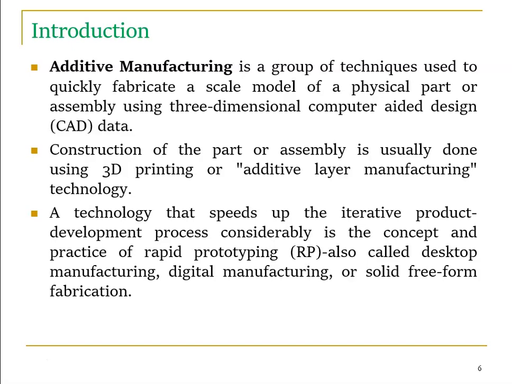Construction of the part or assembly is usually done using 3D printing or additive layer manufacturing technology, a technology that speeds up the iterative development process considerably. The concept of rapid prototyping is also called desktop manufacturing, digital manufacturing, and or solid freeform fabrication. So these are the other names, right? This is not a traditional, this is a developing technology. Most of the applications are used, right? So why we say solid freeform means you can fabricate any kind of shape. The only thing is you need to design the CAD model, right?